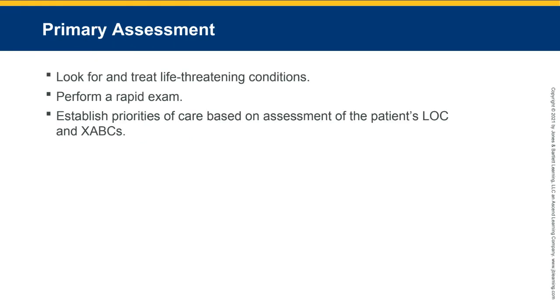early. In your primary assessment, look for and treat life-threatening conditions, perform a rapid exam, establish priorities of care based on assessment of the patient's level of consciousness and XABCs, and the XABCs is more for trauma patients. The X represents exsanguinating bleeding or life-threatening bleeding. That's what the X represents. We tend to look for that more with trauma patients.